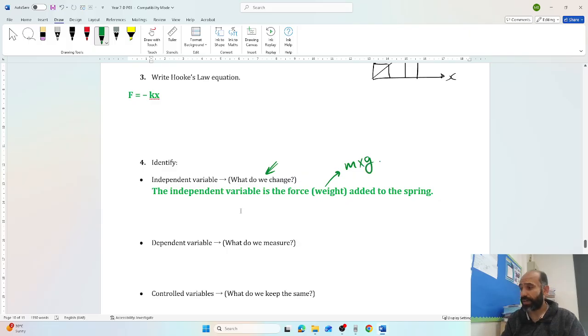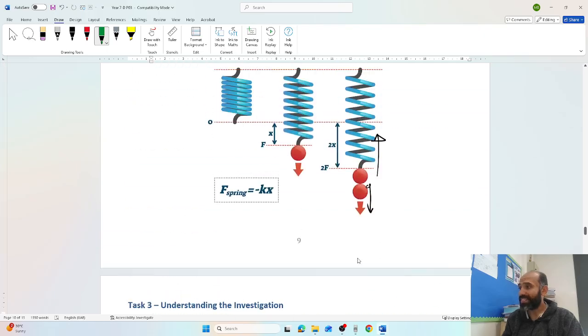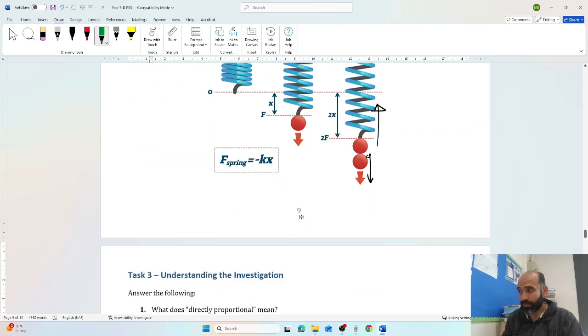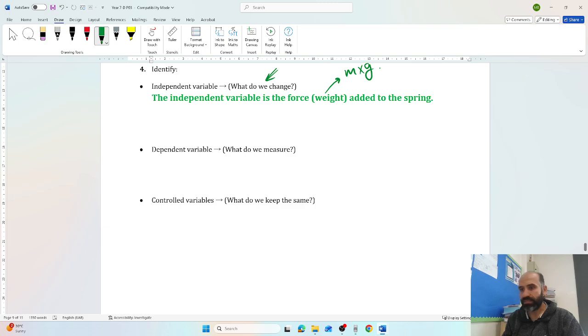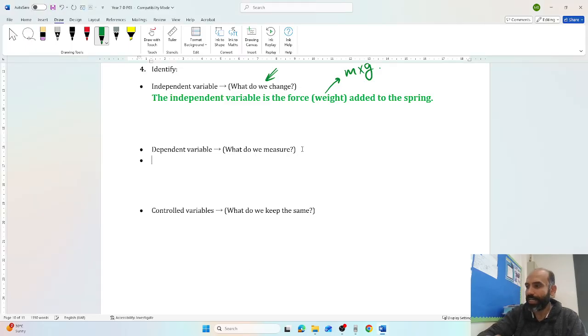What is the dependent variable? The dependent variable is the quantity that we are measuring. Every time we are measuring the extension of the spring, the increase in its length, right? So this is the dependent variable. It depends on the independent variable that you are changing.